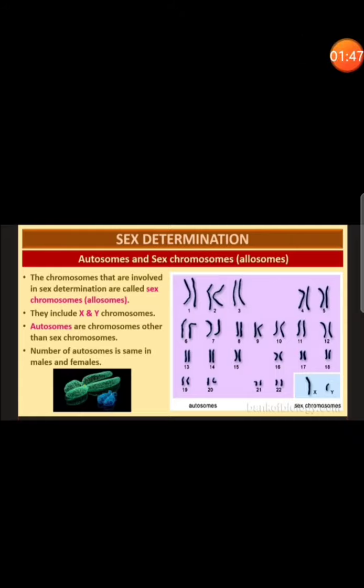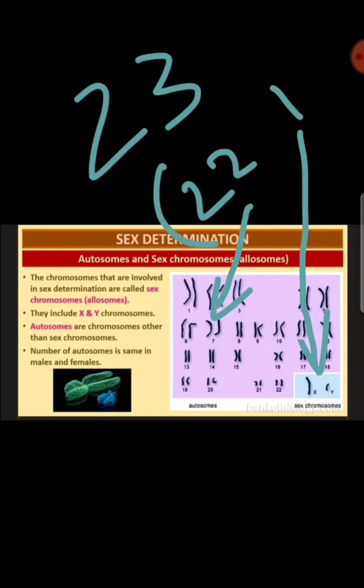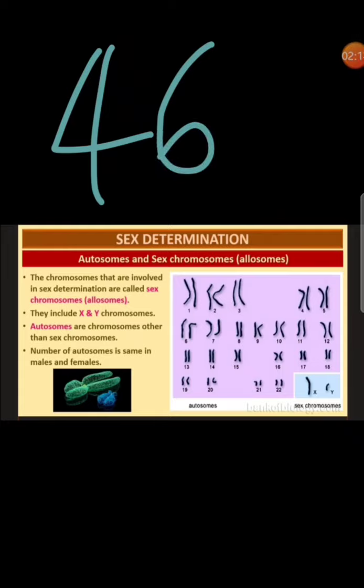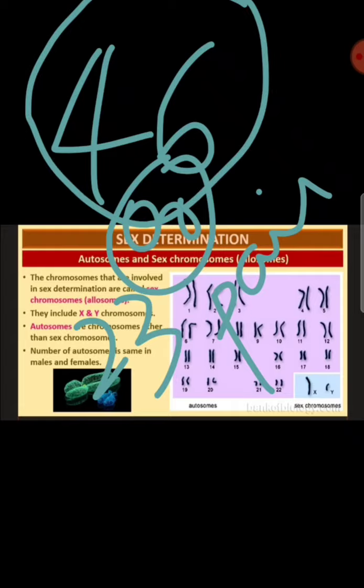As we have already studied, in human beings, if you take an example, we all have 23 pairs of chromosomes. Of these 23 pairs, 22 pairs are autosomes and one pair is allosome or sex chromosome. So you can also say that there are 46 chromosomes, or you can say 23 pairs, okay? Pair means one pair will have two chromosomes.